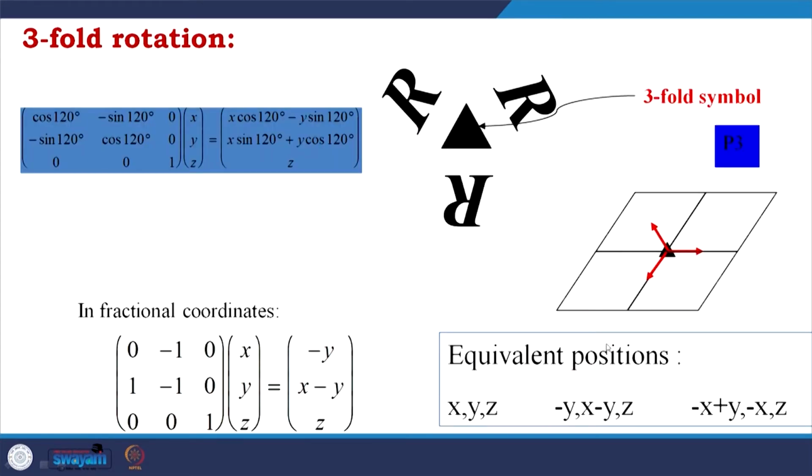Three-fold rotation, as you see in the matrix, here you will see the changes, and in the fractional coordinates you will see x is converted to minus y, y to x minus y, z is not changed. It represents P3 symmetry. Okay. The equivalent positions are x, y, z; minus y, x minus y, z; minus x plus y, minus x, z.